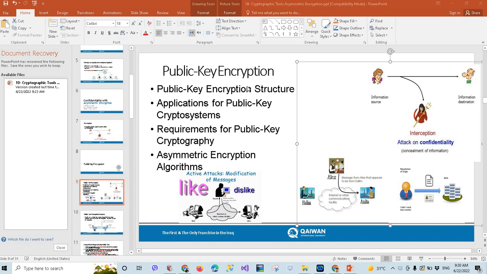Public key encryption, public key encryption structure, applications for public key cryptosystems, and requirements for public key cryptography. It's important to know about asymmetric encryption algorithms.